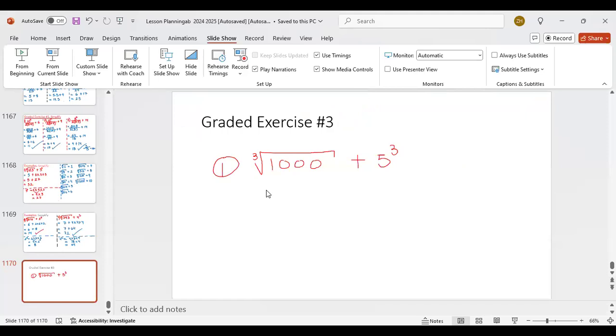Put your answer inside the chat for me, please. The cube root of 1,000 plus 5 cubed.